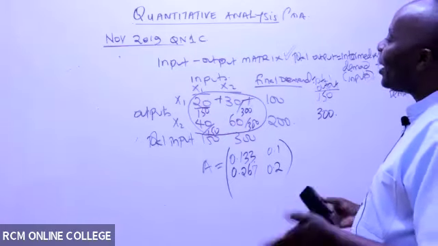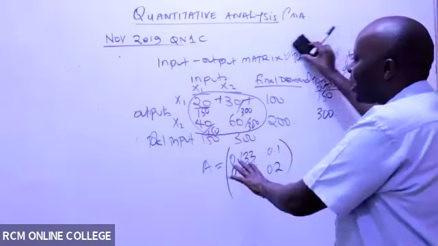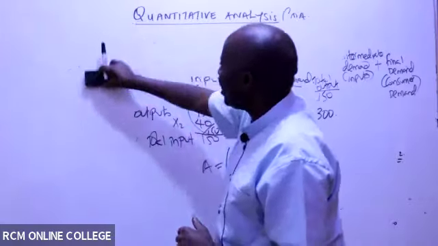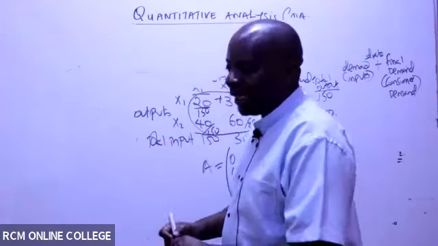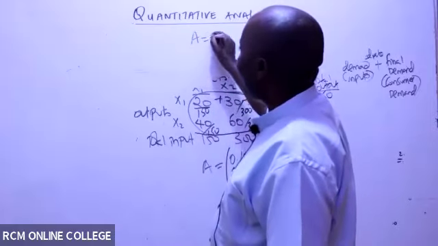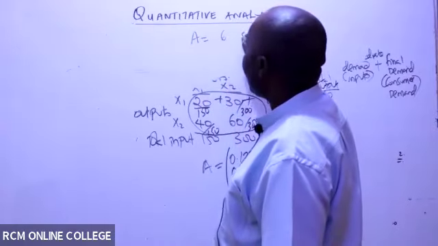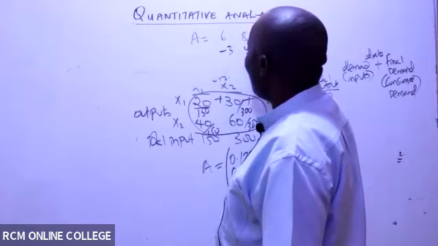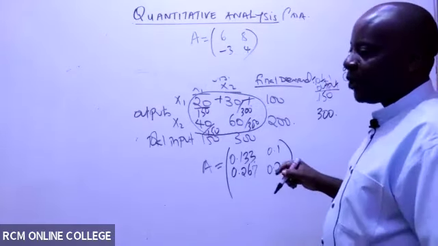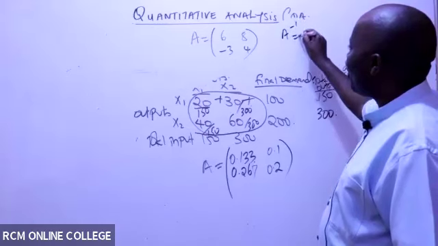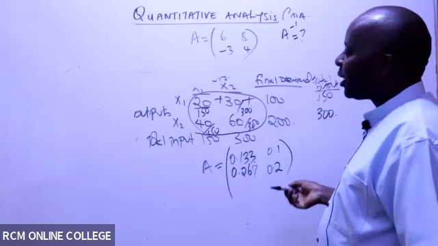Inversing a matrix. Ladies and gentlemen, don't write this. This is just for my board. So if, for example, you are given a matrix like A, say 6, 8, -3, 4. And then somebody tells you to inverse this matrix, to get A inverse. How do you do it? Very easy.